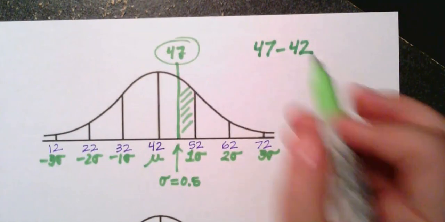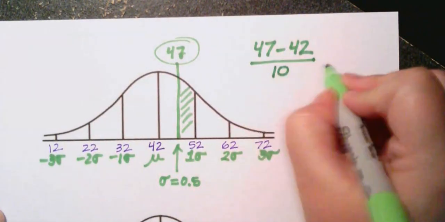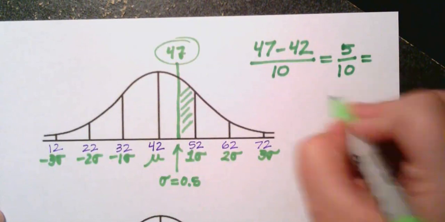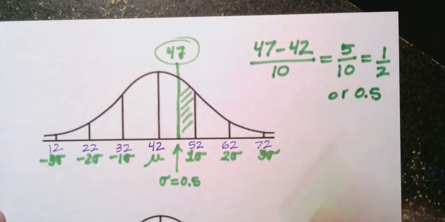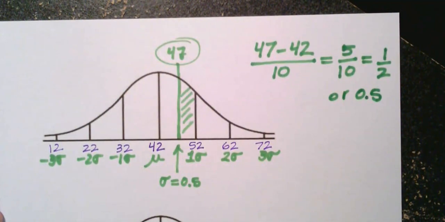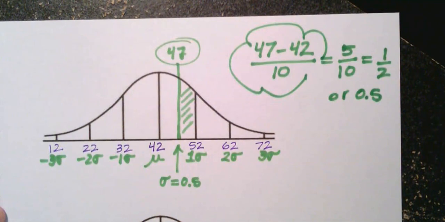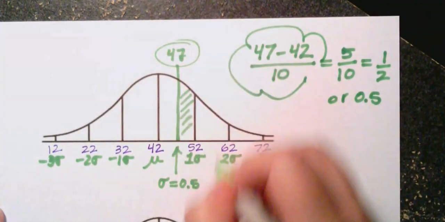And the size of my standard deviation here, the size of that whole section, is 10. So 5 out of 10 tells me I am 1/2 or 0.5 standard deviations above the mean. Turns out this is the formula right here. 47 was where we are. We call the place that we are our x value.